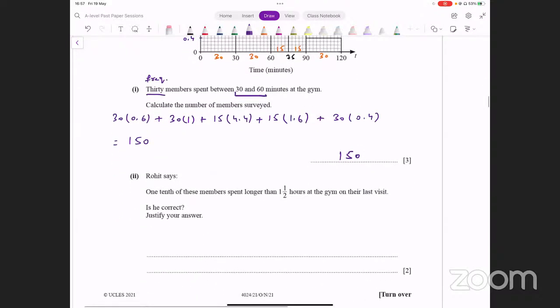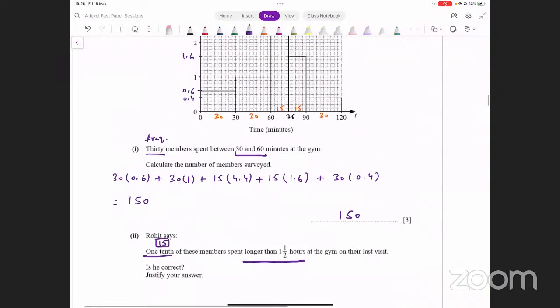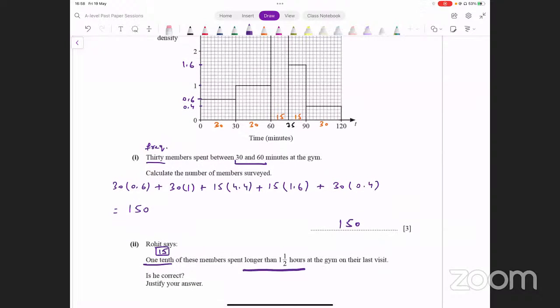Now, the second part says, Rohit says, 1/10 of these members spent longer than 1.5 hours at the gym on their last visit. Is he correct? Justify your answer. 1/10 of these members, 1/10 कितने हुए? Of 150, इसको 10 से डिवाइड किया, ये आपके पास आ गए 15. तो रोहित कह रहे हैं कि 15 लोग ऐसे हैं who spent longer than 1.5 hours at the gym. 1.5 hours से ज्यादा.